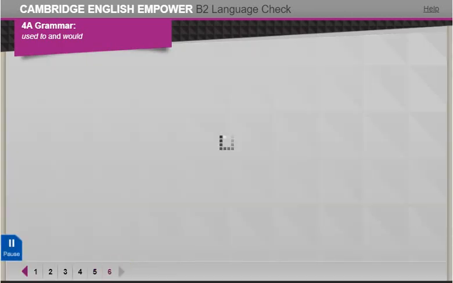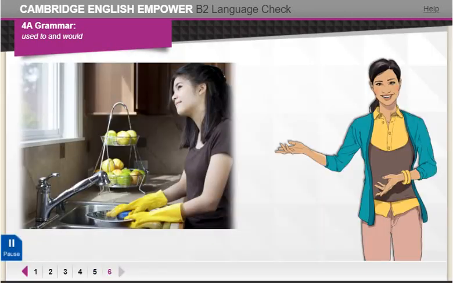Good work. You've finished the language check. You can use it again at any time if you want to revise ways of comparing the past and present.